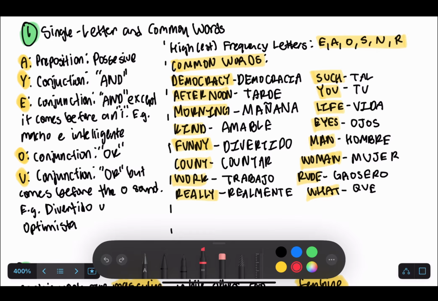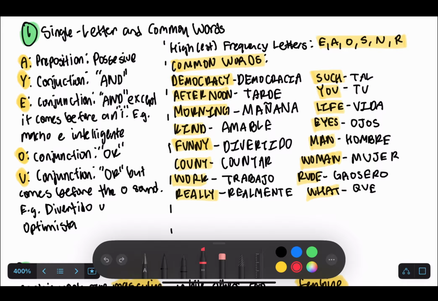Now let's look at some of the highest frequency letters within Spanish. These are the letters that you want to look for whenever you're looking at your highest frequencies. So this is going to be E, A, O, S, N, and R. All of these letters are going to be used as your highest frequency, and you can also see these on your frequency table when you're given your reference sheet.